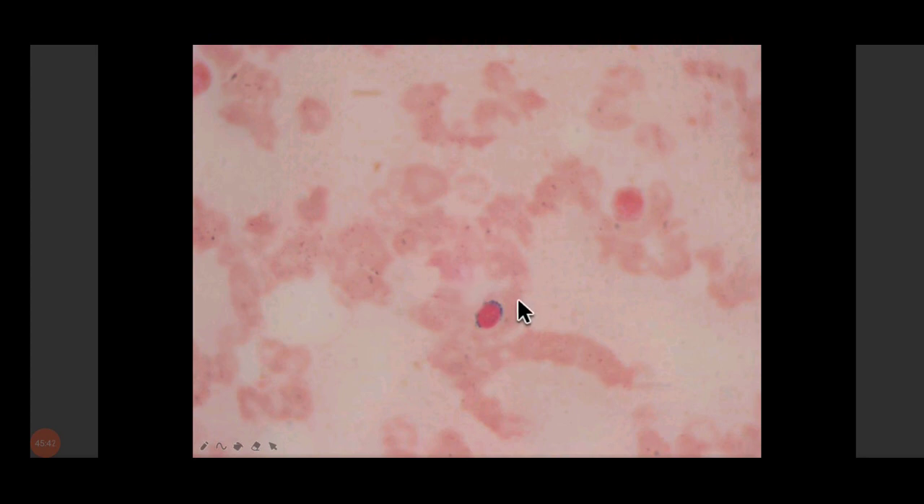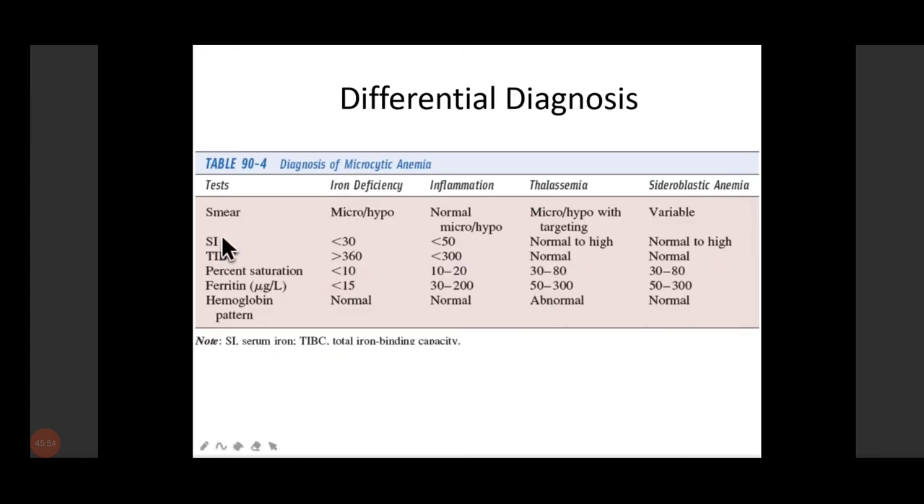Coming to sideroblastic anemia, we have the ring sideroblast: more than 5 granules covering more than 1/3 of the nucleus is what you see as a ring sideroblast, and it is characteristic of sideroblastic anemia. This is the gist of what I have been talking about today, that is microcytic hypochromic anemia. In the smear, you will see microcytic hypochromic cells. In inflammation also, it will be the same.